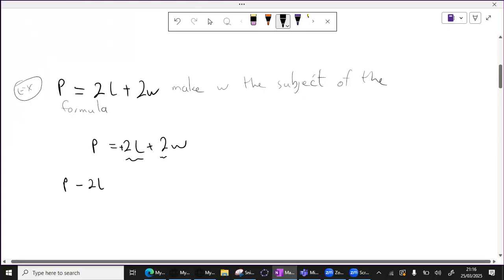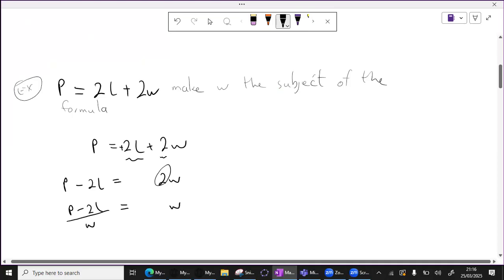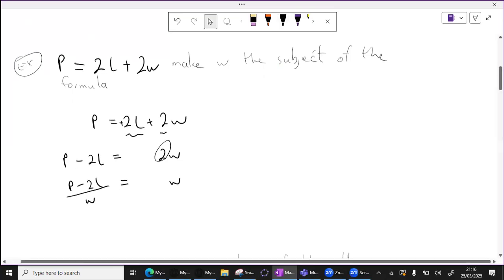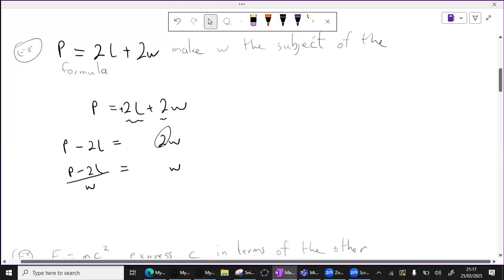Feel free to put the little plus there if you get confused. And that's equal to 2W. Now, to get W completely on its own, I have to move the 2. The job of the 2 is multiplying the W. So opposite side, opposite job, job of dividing. And again, we're done. If they are asking you to make W the subject of the formula, that's the one that you have to have on its own. It could be on the right or the left. That actually doesn't matter.